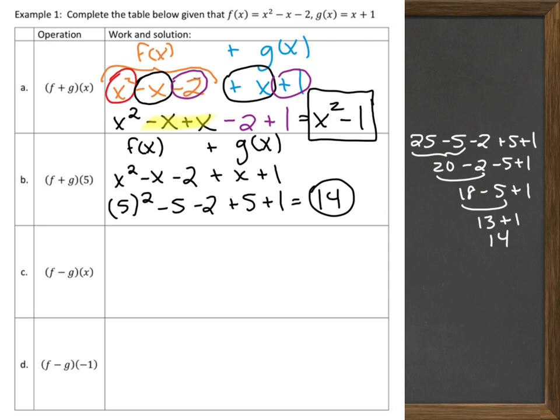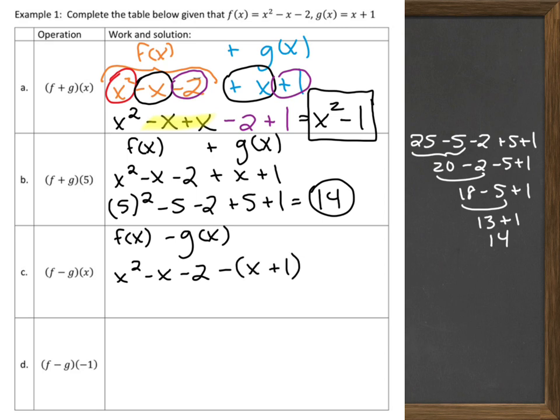All right, let's do the next one, f minus g of x. So remember, this is the same as f of x minus g of x. Okay, so, well, what is f of x? F of x is x squared minus x minus 2. And what is g of x? Well, g of x is x plus 1.